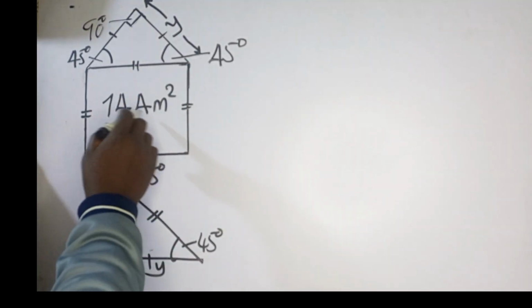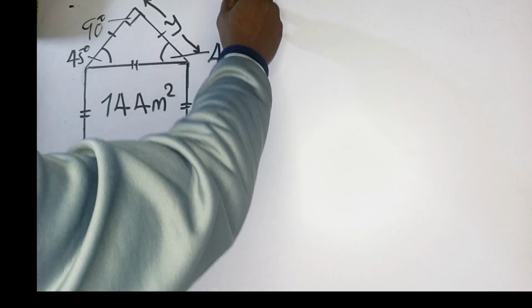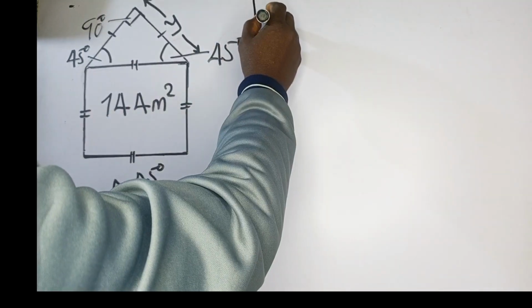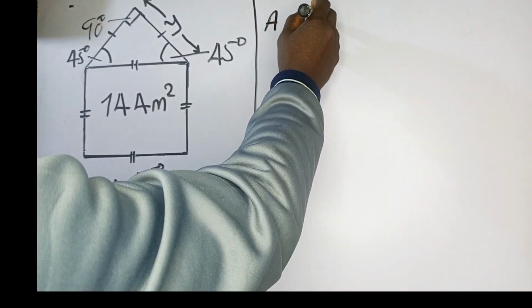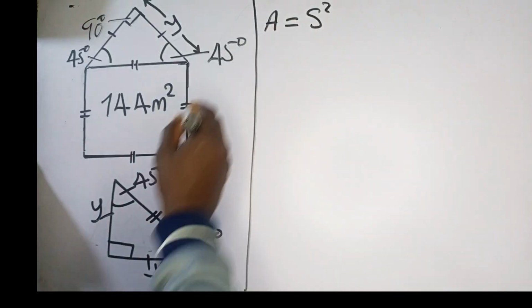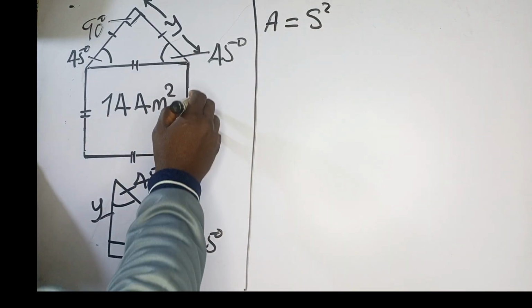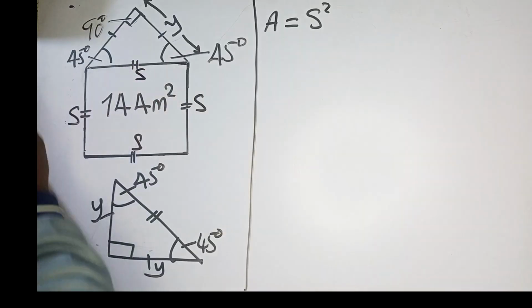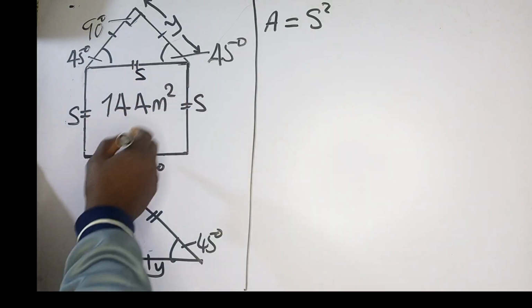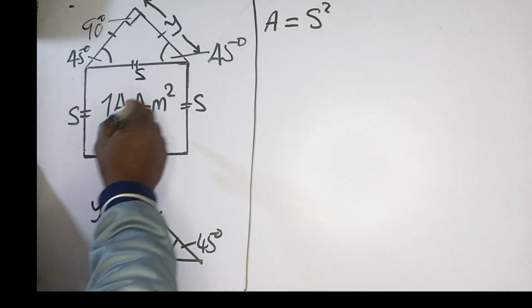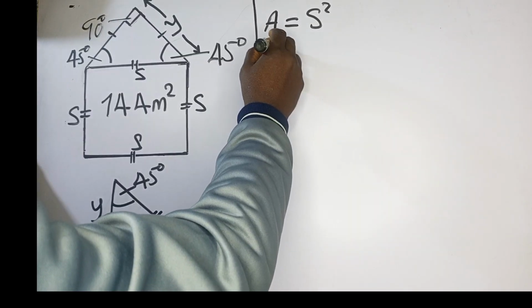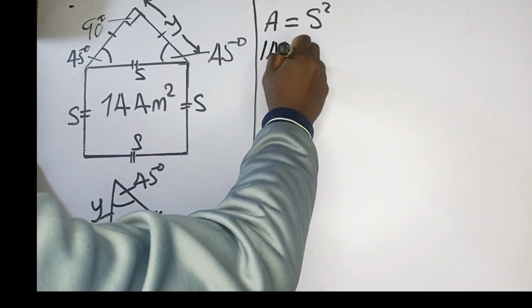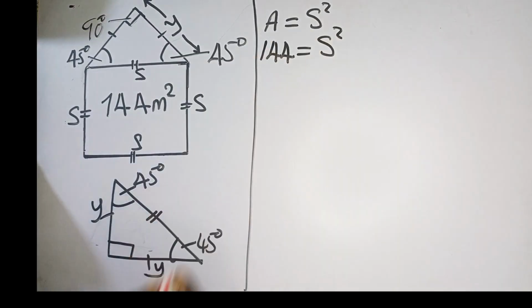We work from the formula of the area of a square. We know that the area of a square is side squared. That's side times side. Remember, this is side, this is side, this is side, this is side. Area of this square will be side times side. We have been given the value for the area, 144, all right, is equal to s squared.